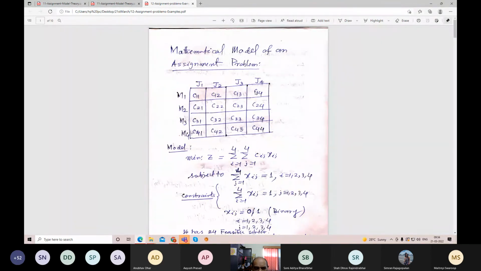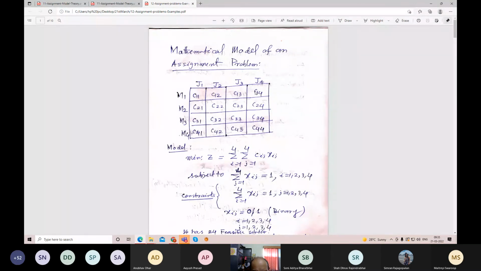If jobs are more, sorry, if machines are more, you can add a job. If jobs are more, you can add a machine and make it always square and solve. Okay. And if you are adding an extra machine, means one row you are adding, all the cost coefficients have to be 0. Similarly, if you are adding one extra job, all the cost coefficients in that column are 0. So using that, you proceed for the solution.